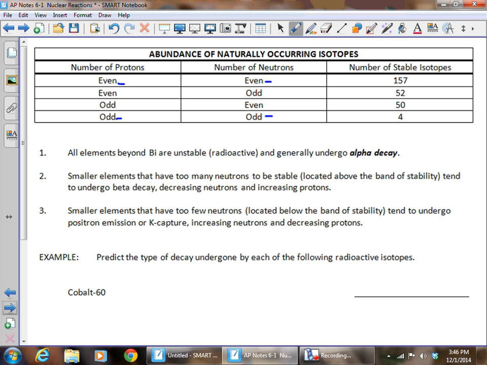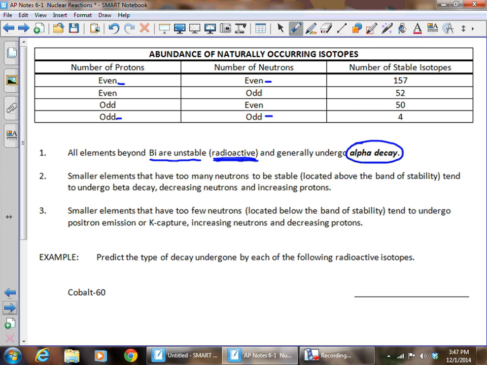All elements beyond bismuth are unstable. They're radioactive. There's no such thing as a stable nuclide of an element bigger than bismuth. Generally, as we mentioned before, they undergo alpha decay because that's got the biggest bang for its buck. It's going to be able to change its identity very rapidly by giving off alpha particles because it's giving off 2 protons and 2 neutrons all at once.